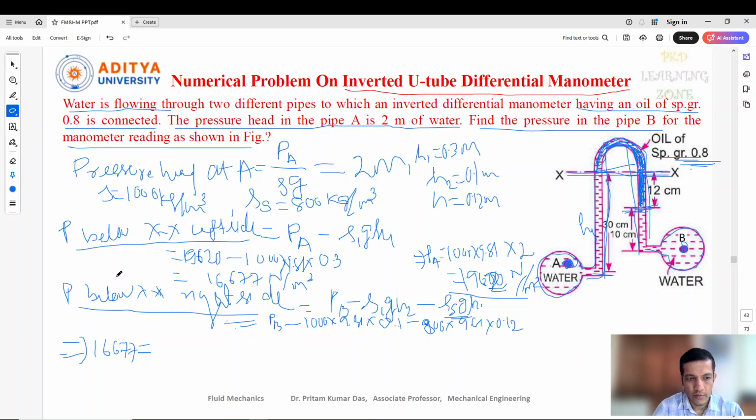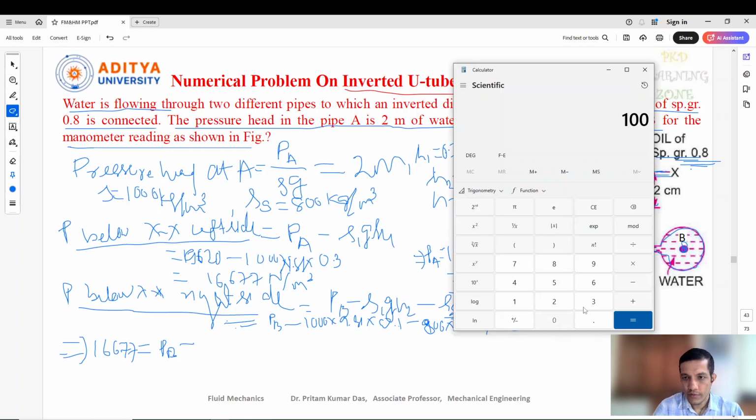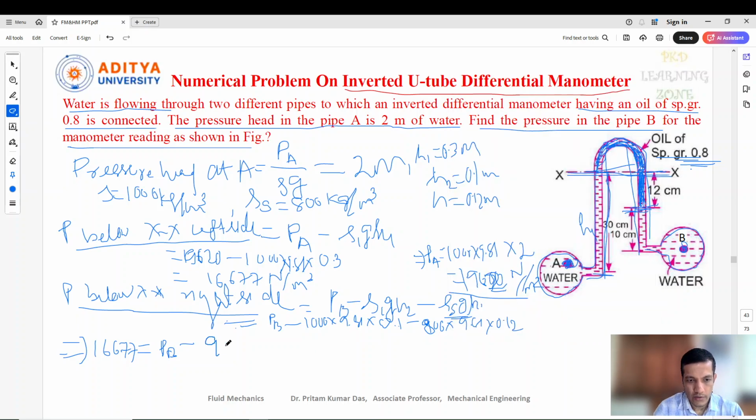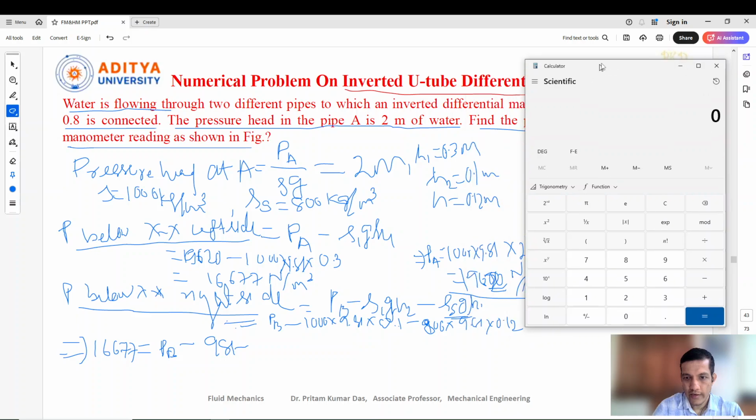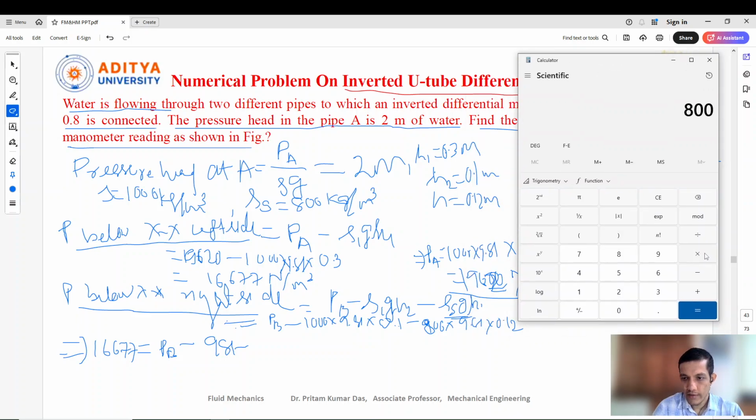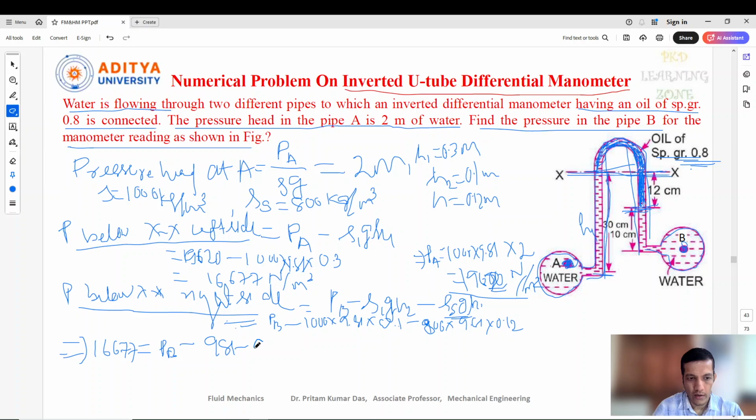16,677 equal to, this is the pressure at the left side, equal to PB. This one will get 1000 into 9.81 into 0.1, so 981. So this is nothing but 981 minus, similarly we will get here some 900 something, because a similar value is there, only 800 the difference. So 800 into again 9.81 into 0.12, so 941. Now this value we can take it to that side.